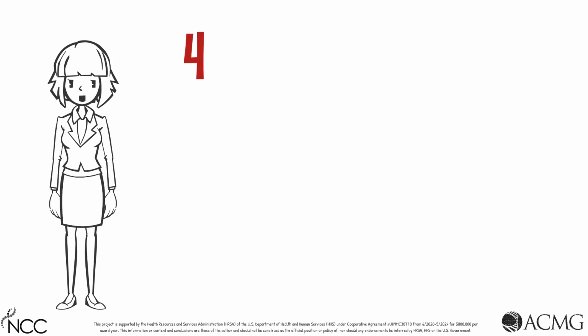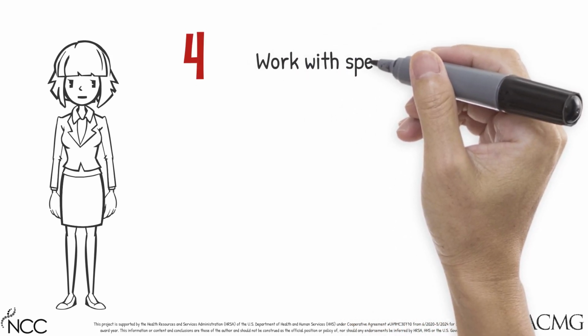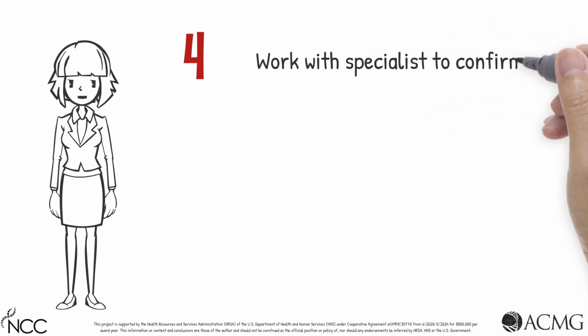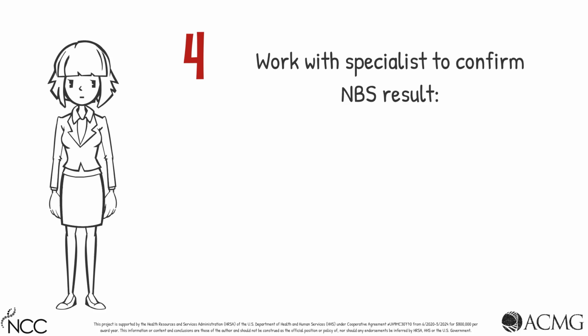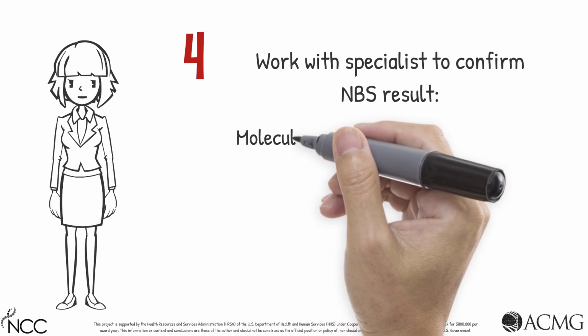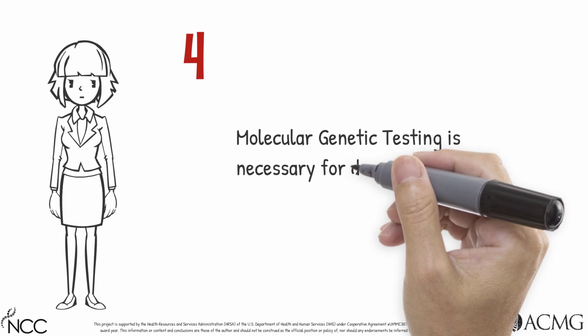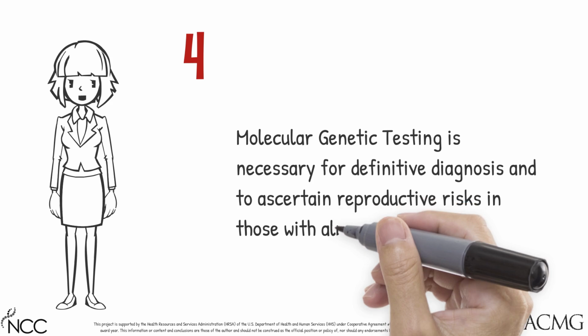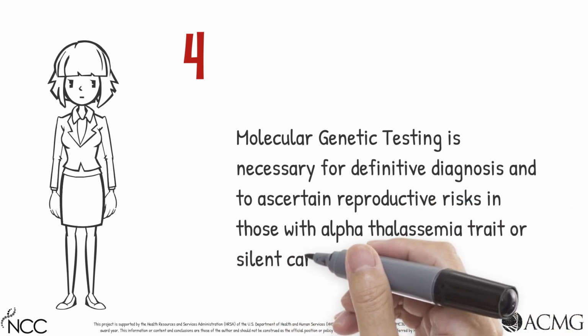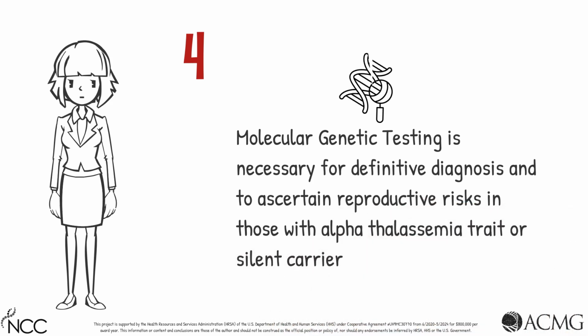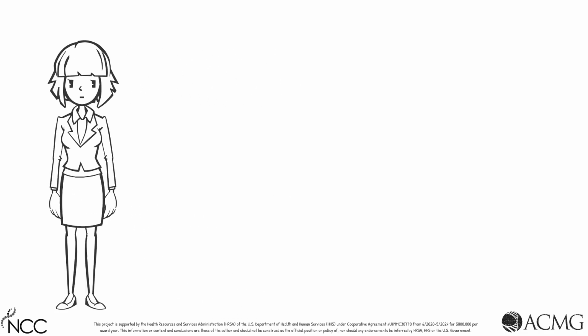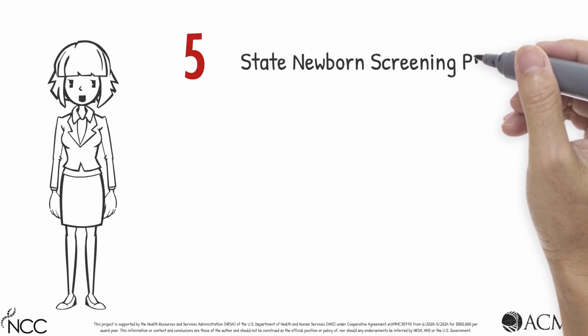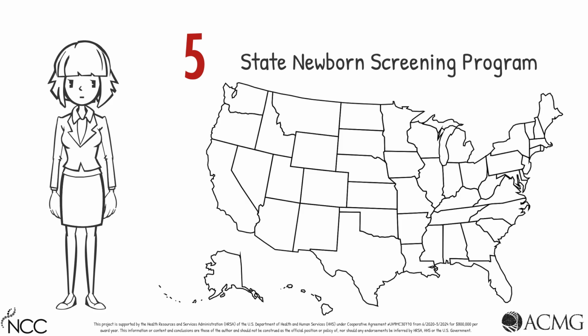Fourth, working with the appropriate specialist, take steps to ensure confirmation of the newborn screening result. Confirmation by molecular genetic testing is necessary to provide definitive diagnosis and to ascertain reproductive risk for those with alpha thalassemia trait or silent carrier. Fifth, report the final diagnostic outcome back to your state newborn screening program.